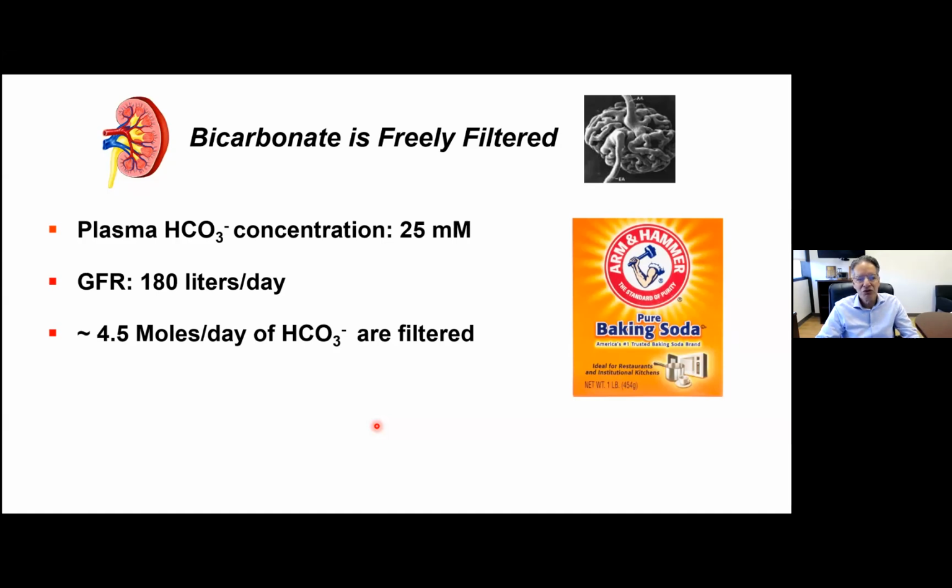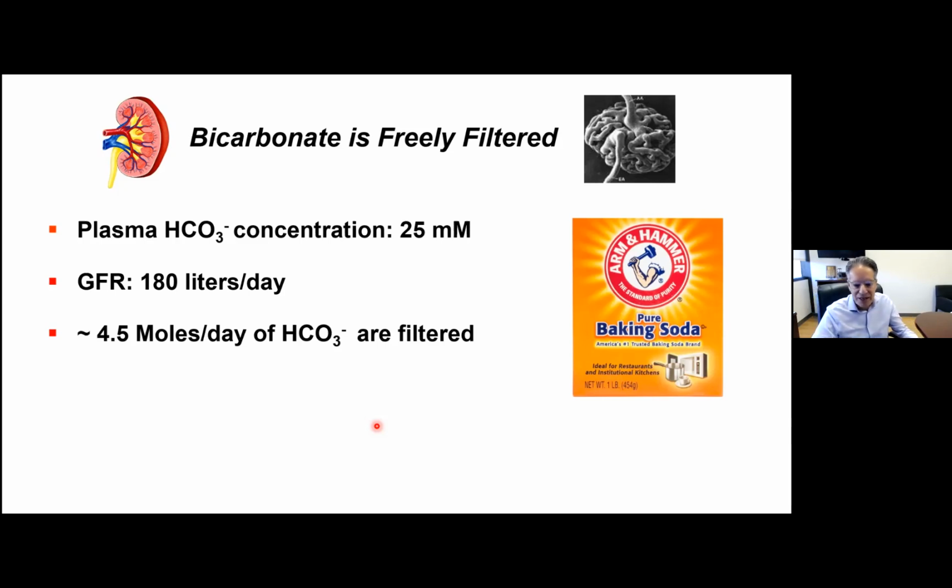And it turns out when you do the math, and the math is simply taking the plasma bicarbonate concentration of 25 millimolar and then multiplying that by the GFR, the amount of water that we filter through all our glomeruli, which is about 150 to 180 liters per day. It turns out that you're filtering about 4.5 moles of bicarbonate a day. And that's roughly equal to all the bicarbonate in a box of Arm & Hammer baking soda that you have in your kitchens. So if we did nothing as far as after the glomerulus, we'd be excreting about a box of Arm & Hammer baking soda in our urine every day.